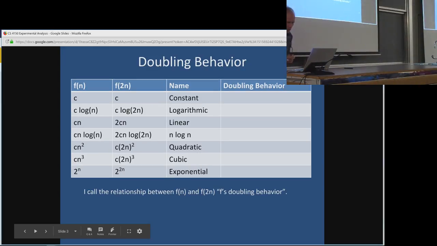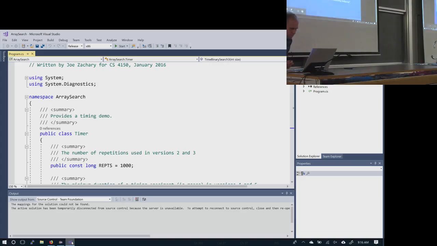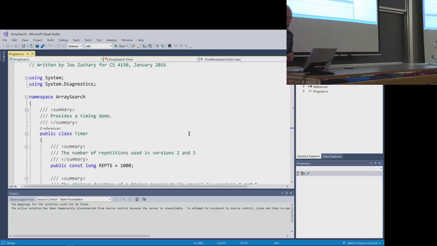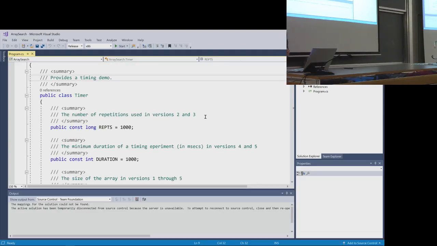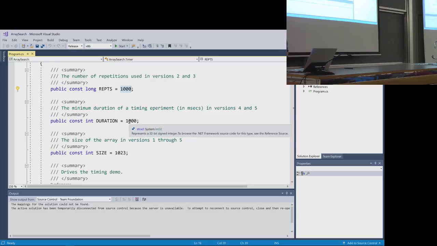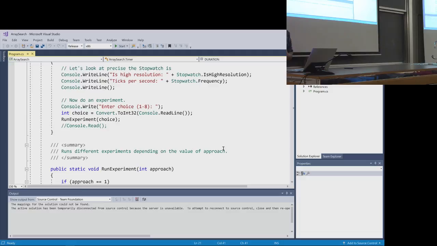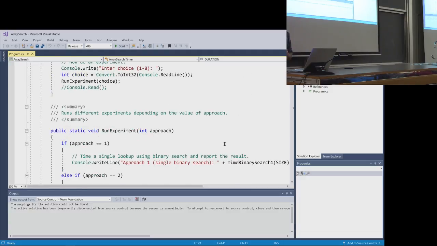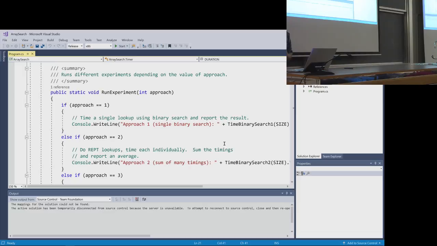At this point, I'm going to show you an example program here. All right, so this is a program that does the timing of binary search. It's written in C#. A couple of the versions use a fixed number of repetitions, so I'm using 1,000. In some of the other versions, I make sure I test for a minimum of 1,000 milliseconds, which is 1 second. This is a constant that's used. But basically, when the thing runs, it lets you pick between eight approaches. So I'm just going to take you through each approach and see what timing results we get.